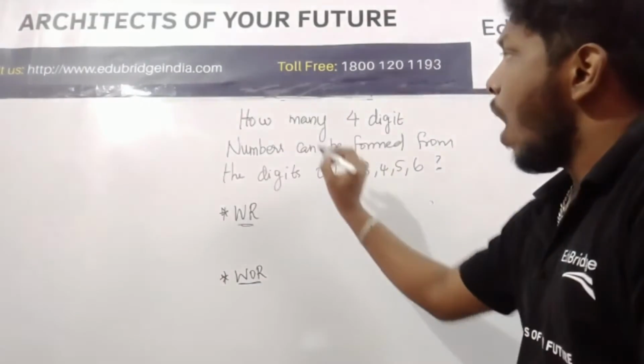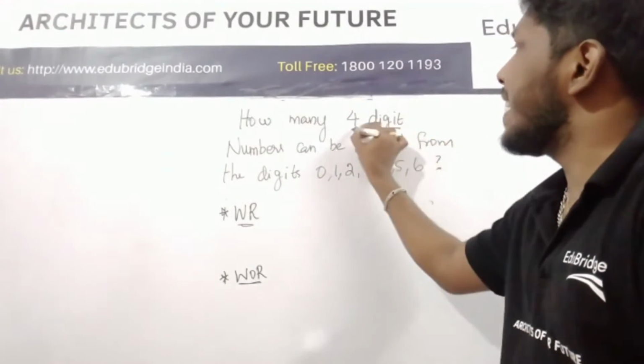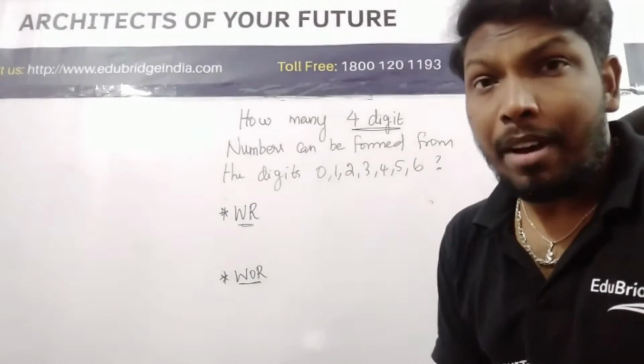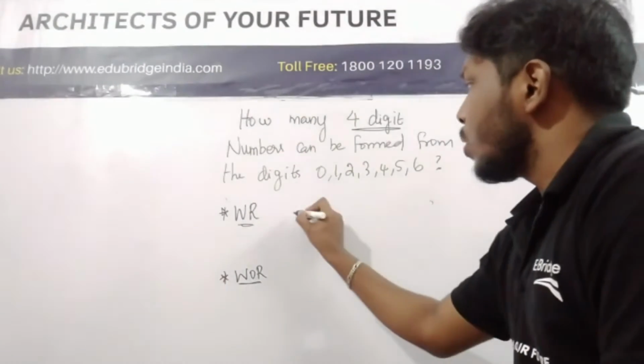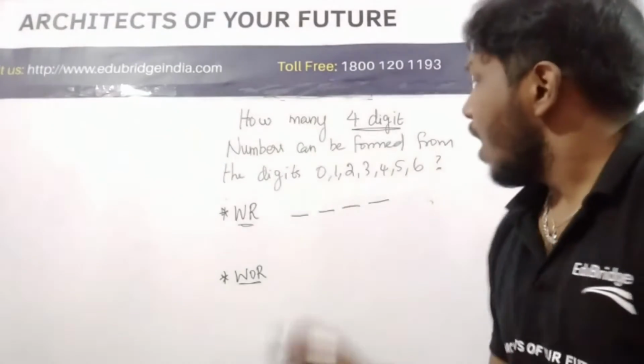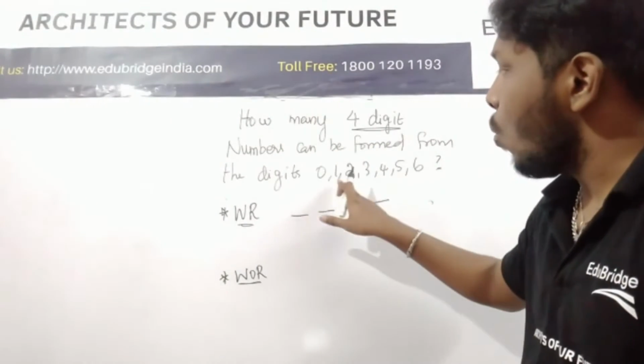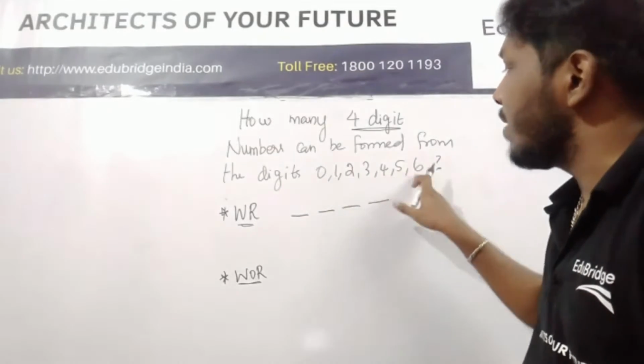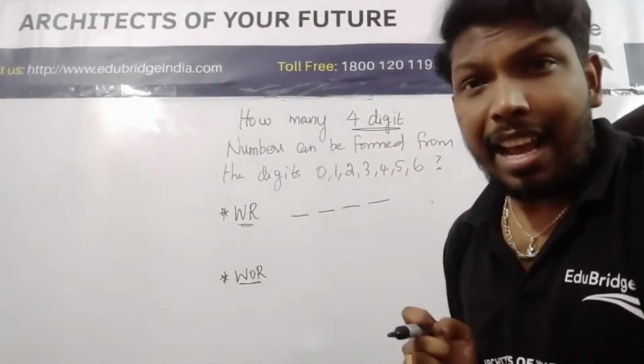Now look at this. I want a 4-digit number, so I'm going to put 4 lines over here, a 4-digit number. And the digits I have are 0, 1, 2, 3, 4, 5, 6. These are the digits that I have here.